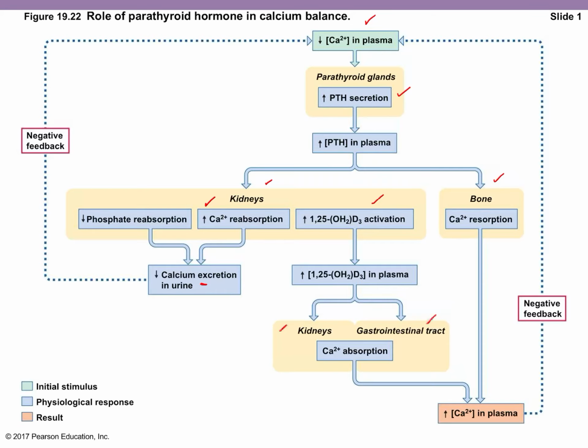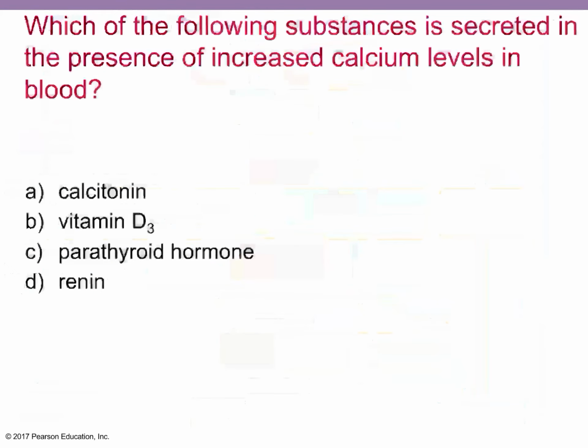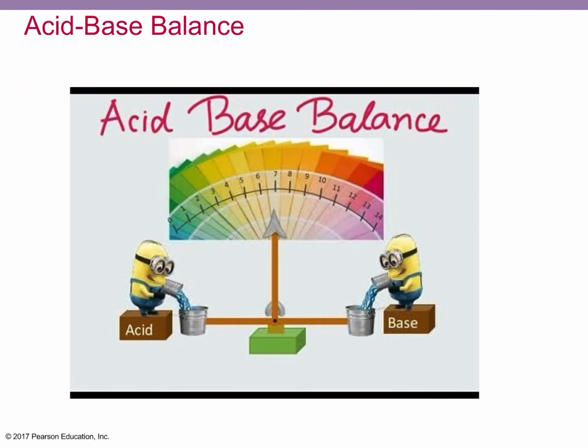All right, so last topic will be, question before we move on. Which of the following substances is secreted in the presence of increased calcium levels in the blood? We can pause to think about it. Answer is A, calcitonin. All right, acid base.